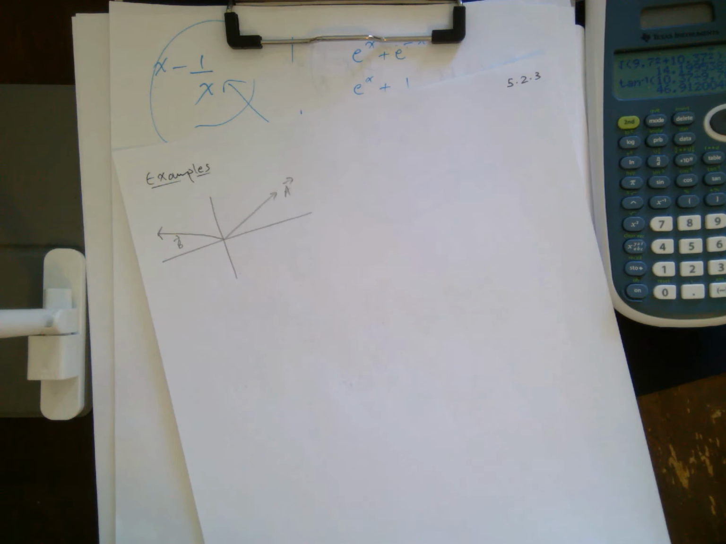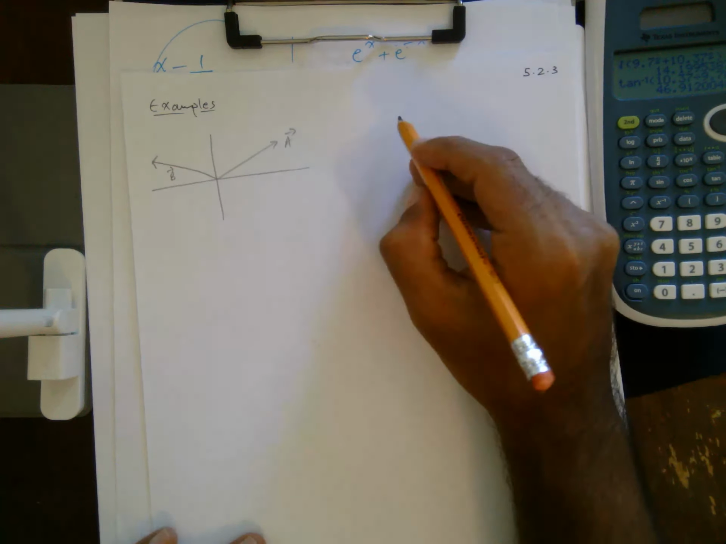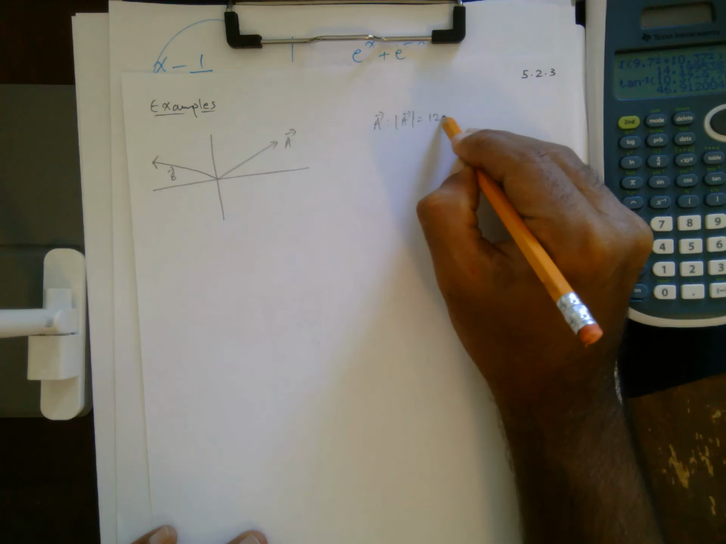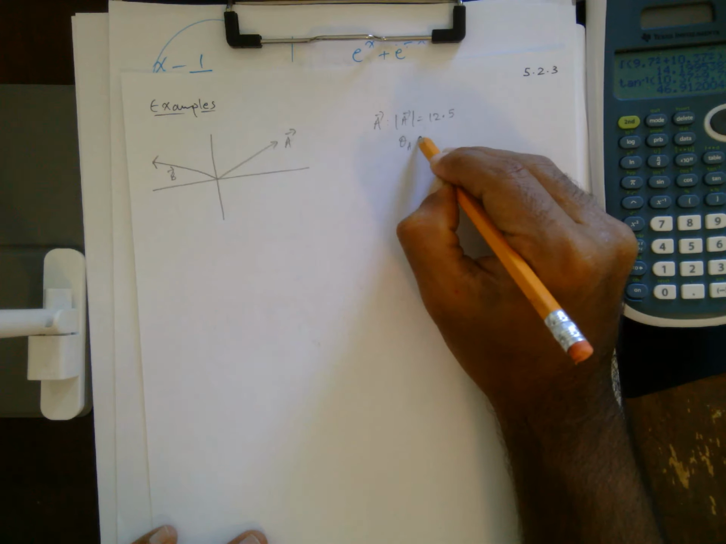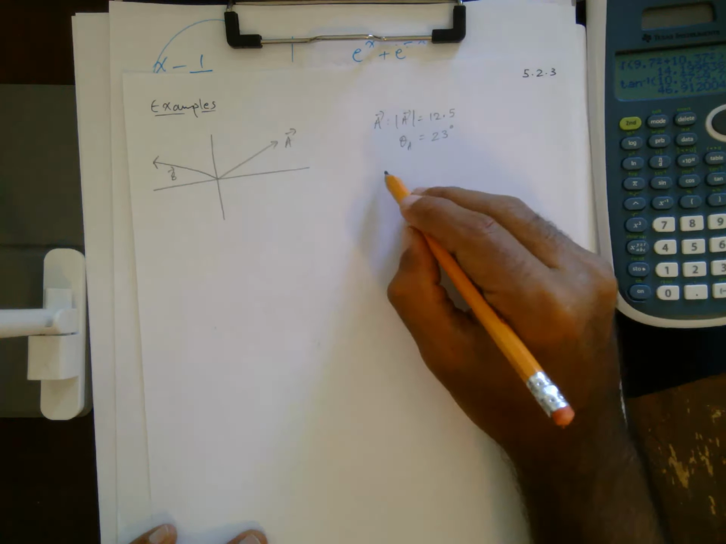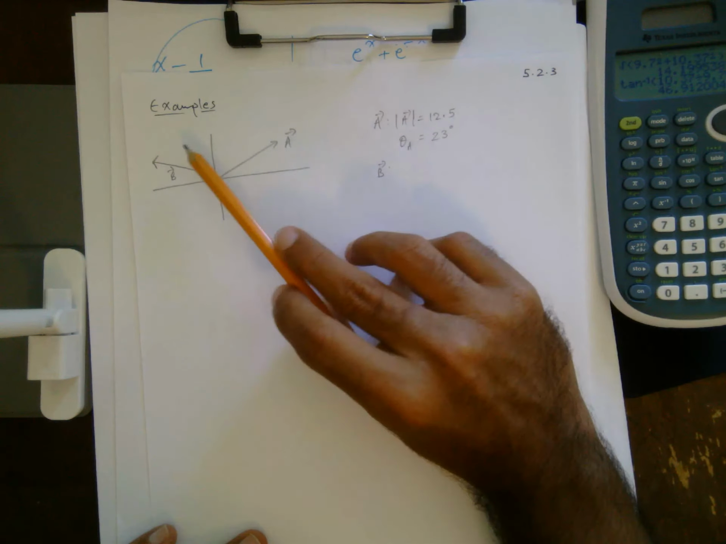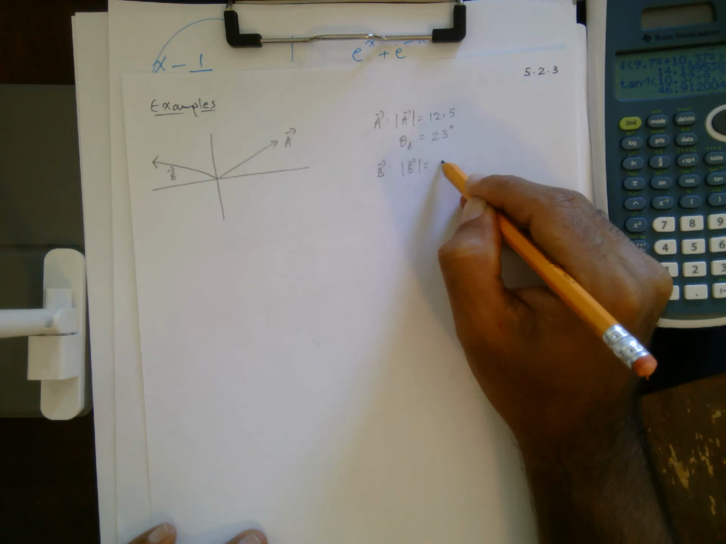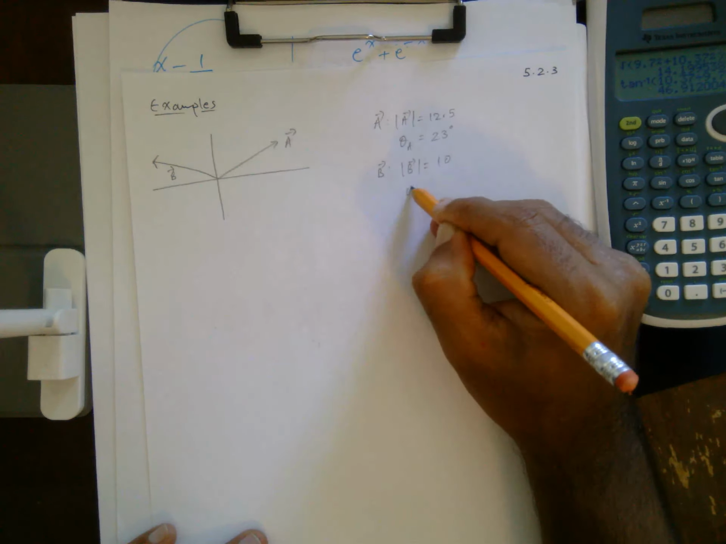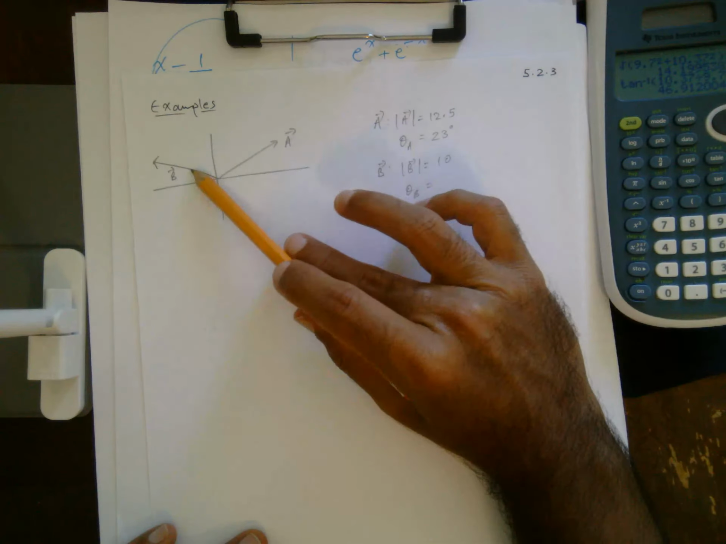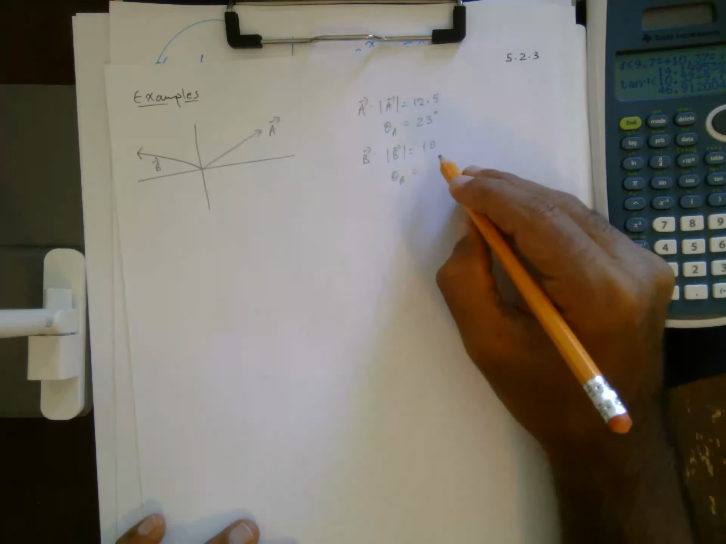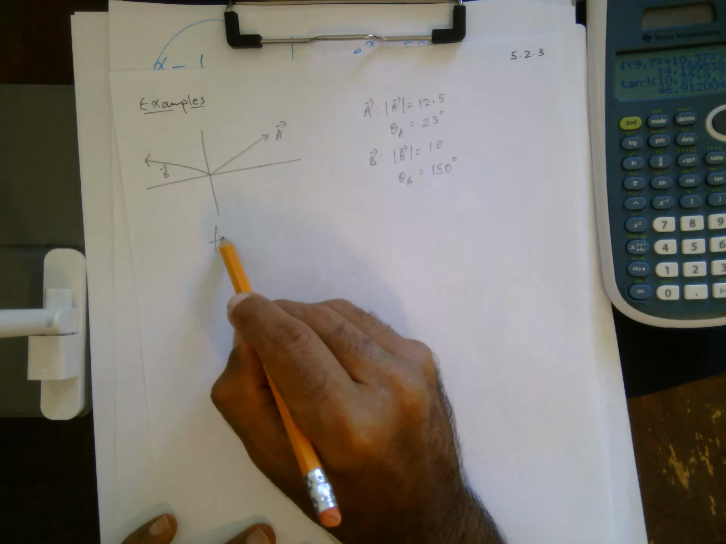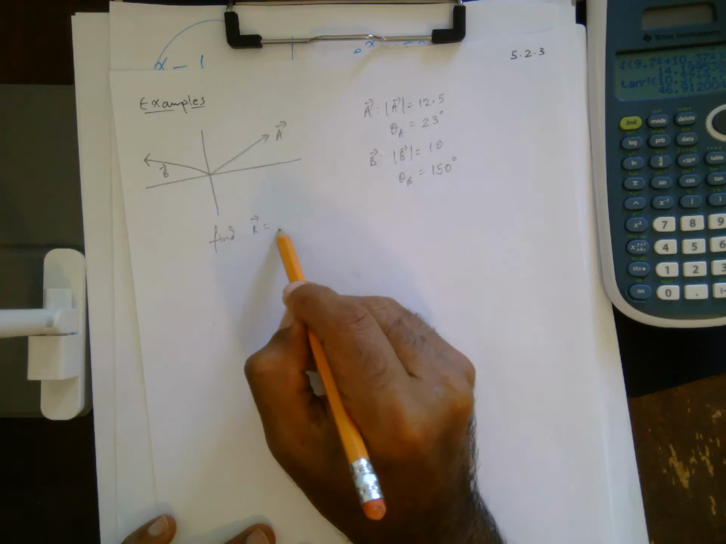Let's look at some more examples of vector addition. Say vector A is such that the magnitude is 12.5 and the direction is 23 degrees. Vector B is way over here in the second quadrant. The magnitude of B is, let's call it 10. And the direction, because it's in the second quadrant, is between 90 and 180. Let's say it is 150 degrees. And the problem is to find R, which is A plus B.